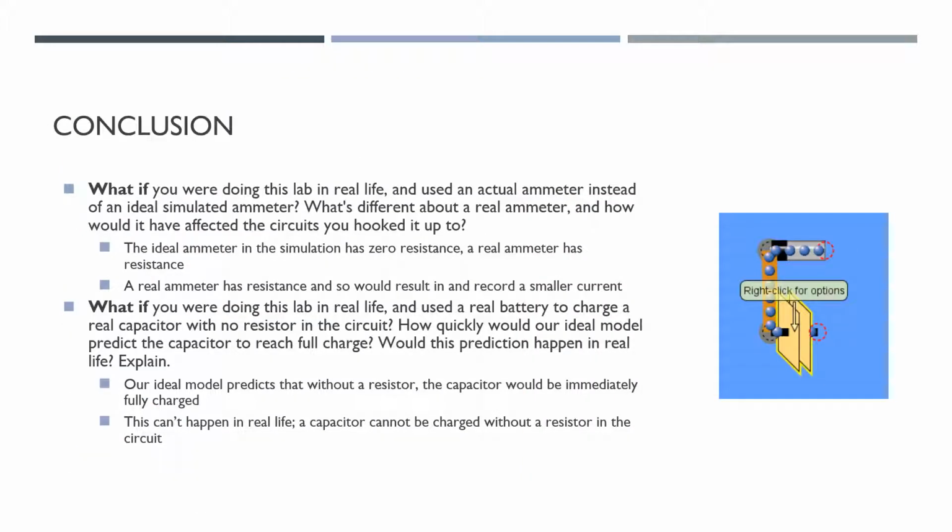To conclude this lab, let's look at some fundamental questions that draw together everything we've learned through our simulation. What if we did this lab in real life and used a real ammeter instead of an ideal simulated ammeter? A real ammeter would have a resistance, so it would result in and record a smaller current. Now, what if we did this lab in real life and used a real battery to charge a real capacitor with no resistor in the circuit?